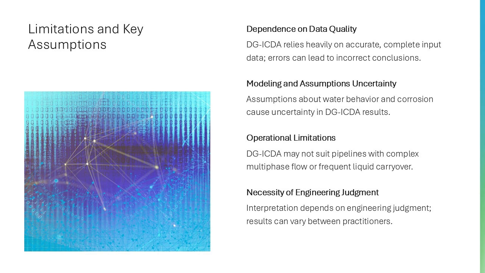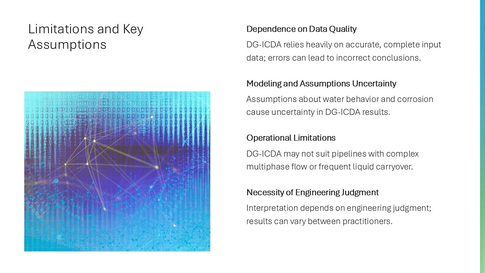Despite its benefits, DG-ICDA has limitations that must be clearly understood. The methodology relies heavily on the quality and completeness of input data, and inaccurate or missing information can lead to incorrect conclusions. DG-ICDA also depends on modeling and assumptions regarding water behavior and corrosion mechanisms, which introduces uncertainty. It may not be suitable for pipelines with frequent liquid carryover, complex multi-phase flow, or highly variable operating conditions.